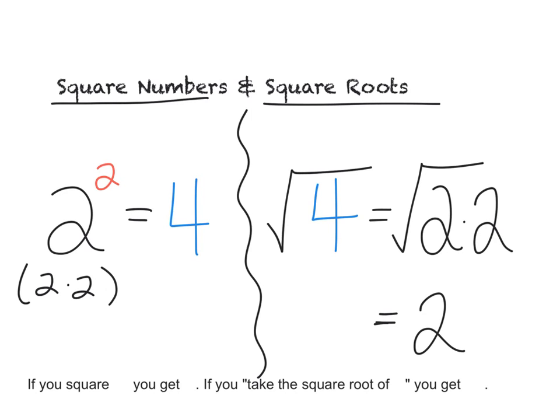So to summarize here at the bottom, if you square 2, you get 4. So if I square 2, I'm going to get 4. And if I take the square root of 4, I'm going to get 2. So square numbers and square roots are opposites of each other.